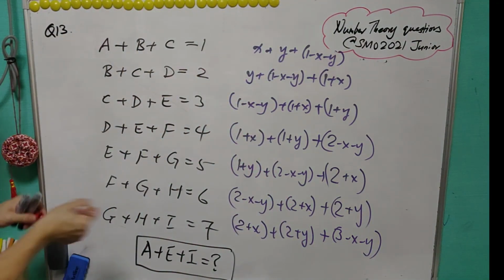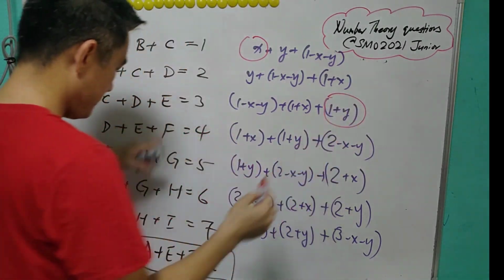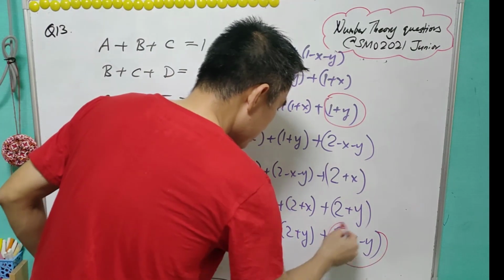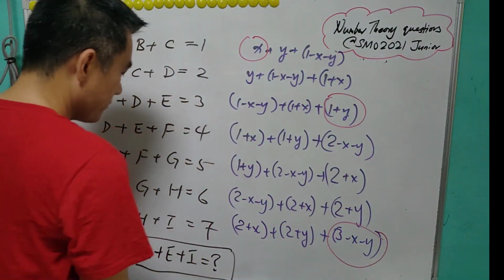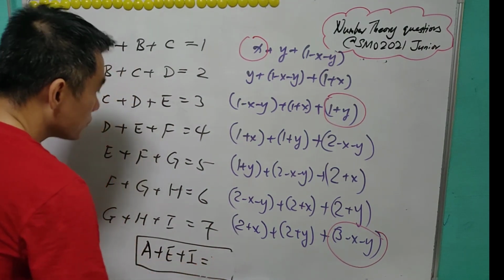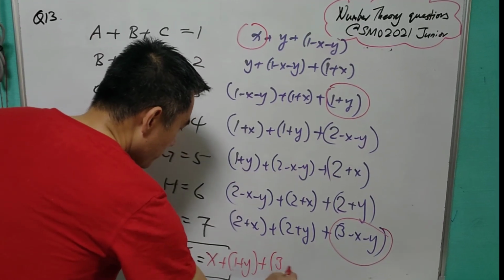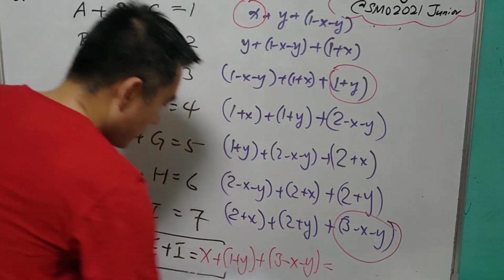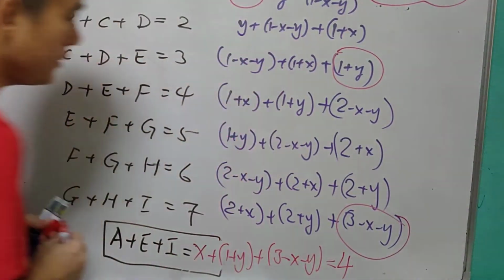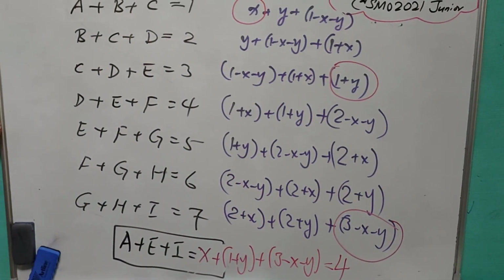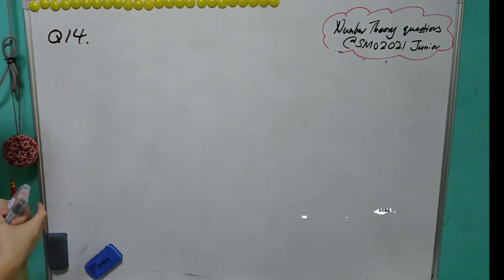And therefore, the corresponding value of a, e, and I will be equal to x, 1 plus y, 3 minus x minus y. So this will equal x, 1 plus y, 3 minus x minus y. And x and y will be cancelled off, and the value is equal to 4. So 4 is the answer for question 13. So now we come to question 14.